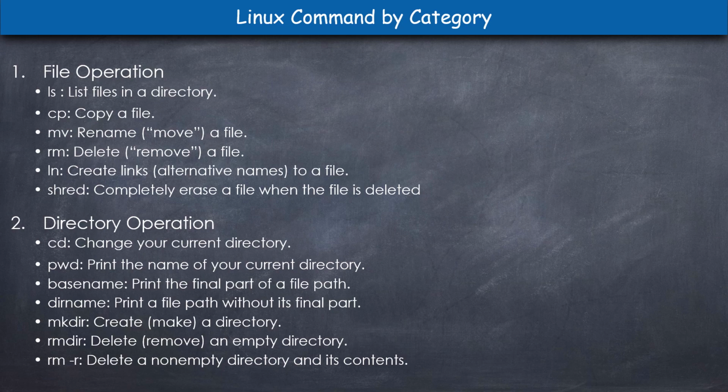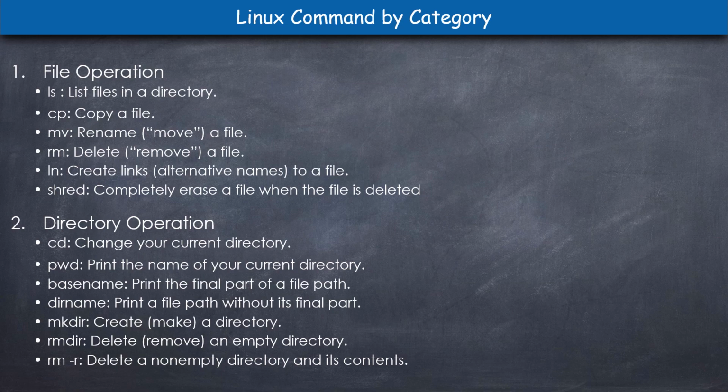Then we have cp, which is the copy command. Suppose you want to copy a file from one place to another place, you can use this command: cp file name and the new file name or new location. Then we have the mv command, which is move. Using this command you can rename a file, or you can move a file from one place to another place. So the input will be mv, the file name, and the location where you want to send it, or if you want to rename it, you just give the new name in the current directory.